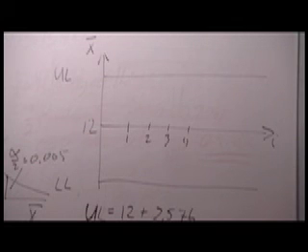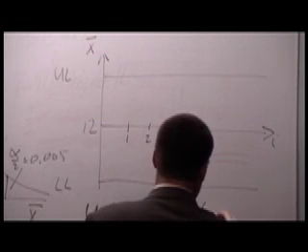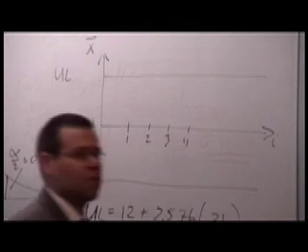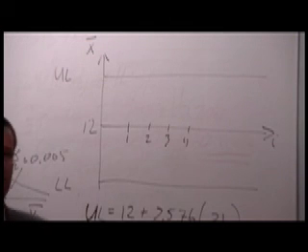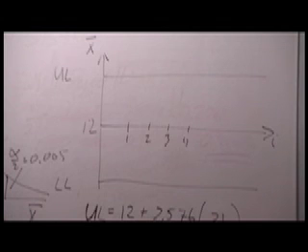It's plus 2.576. Now, 2.576 is standard deviations, right? That's the number of standard deviations above the mean. So it's not just 12 plus 2.576, it's 12 plus 2.576 times 0.21. Is that the standard deviation of x bar?